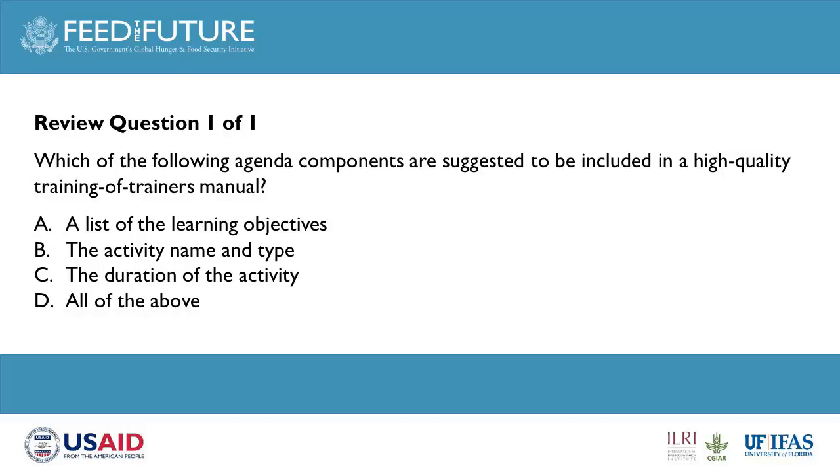Now for a brief review. Which of the following agenda components are suggested to be included in a high-quality Training of Trainers manual? A. A list of the learning objectives. B. The activity name and type. C. The duration of the activity. Or D. All of the above.